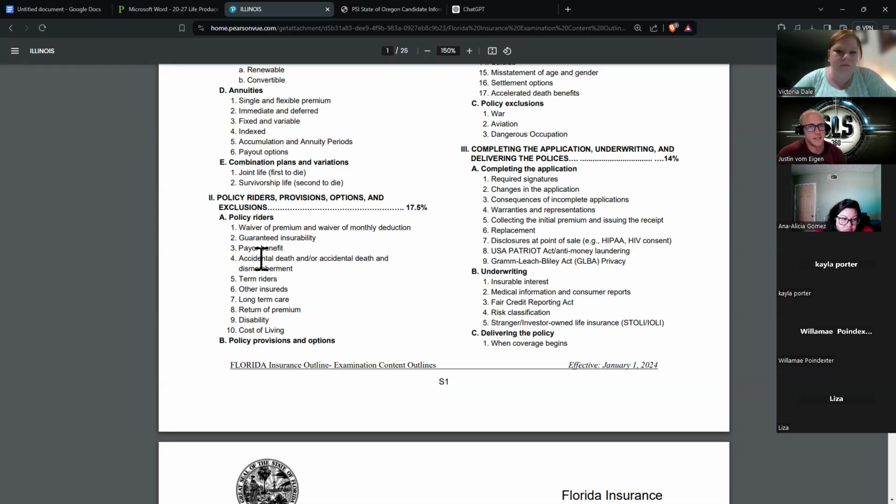Okay. Accidental death, or accidental death and dismemberment. Accidental death means that if the insured dies by accident, there's a rider that will increase the death benefit if death is from an accident, the result of an accident, or dismemberment as well. So they can have it where if you lose a limb, lose eyesight, go blind, lose your hearing, something like that, there'll be money paid out. Any questions about that?